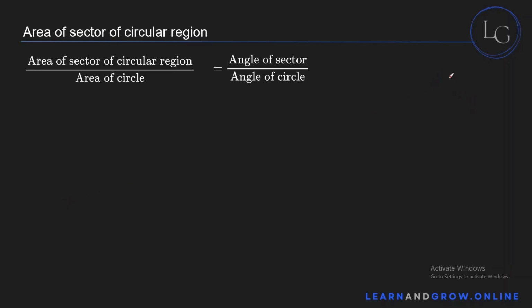Now, let's say that we have a circle here, and let's say we have an angle here. So, the entire area of the circle and the entire area of the sector, which is basically this term and this term, over the entire angle of the circle, which is just 2 pi, and the area of the sector, which is theta. So there is a direct relationship between these two.